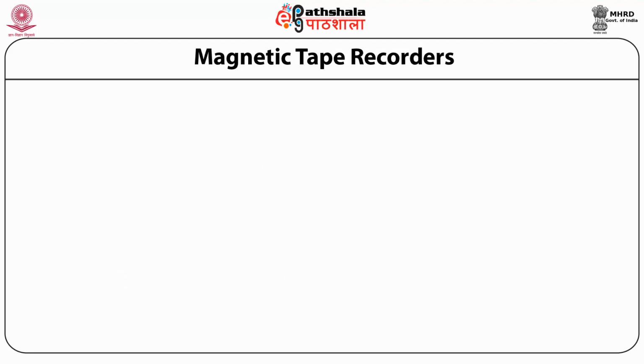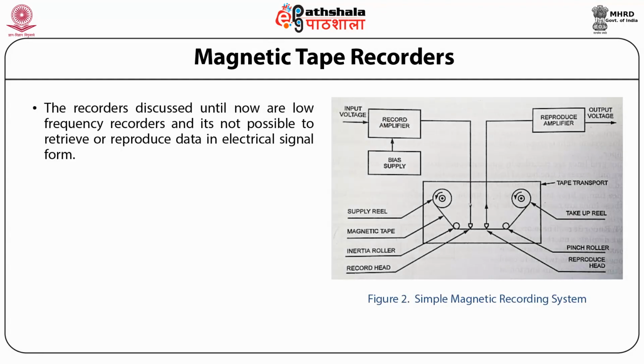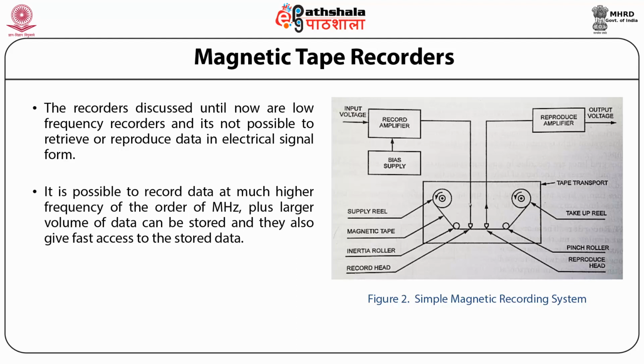Magnetic tape recorders. The recorders discussed until now are low frequency recorders, and it is not possible to retrieve or reproduce data in electrical signal form. With magnetic tape recorders, the recorded data or information can be converted to electrical form again. It is possible to record data at much higher frequencies, of the order of megahertz. Plus, a larger volume of data can be stored, and they also give fast access to stored data.